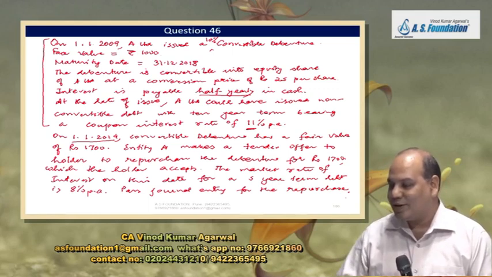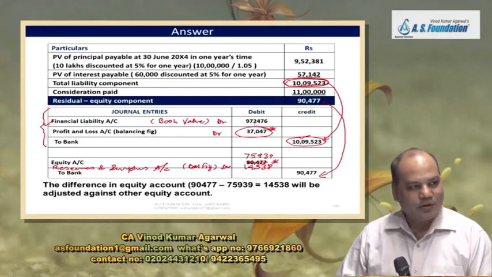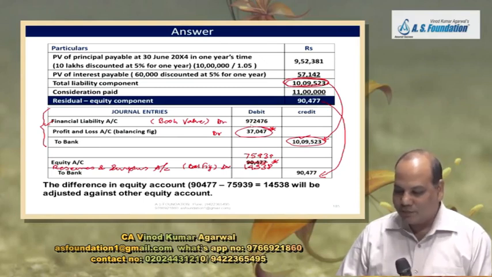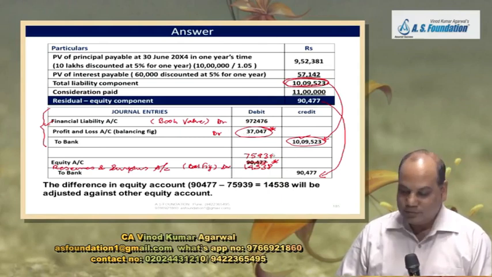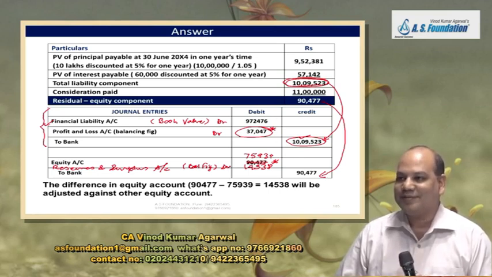The entry you have already written in the previous question. See this question. On the repurchase date, you have to pass this entry: financial liability account debit, P&L account debit, either on debit or credit side, I don't know, to bank account, and then equity account debit, reserve account debit to bank account. Only give me these 6 numbers.